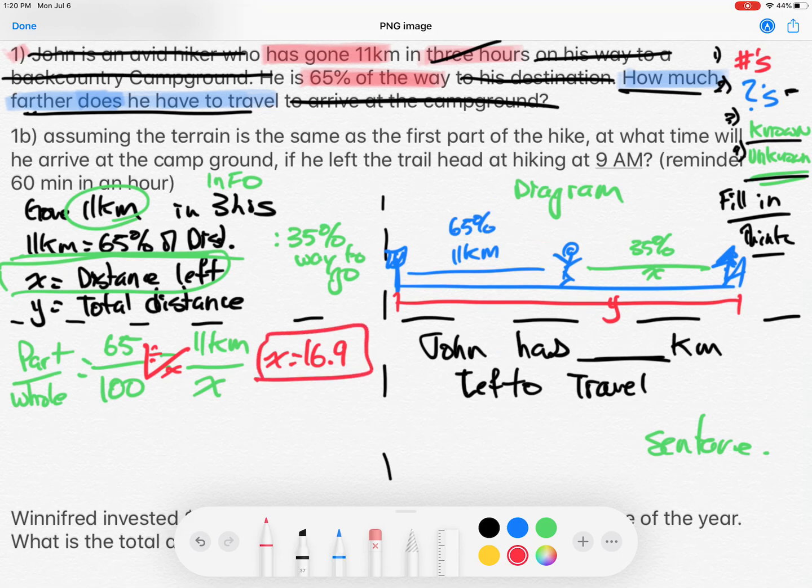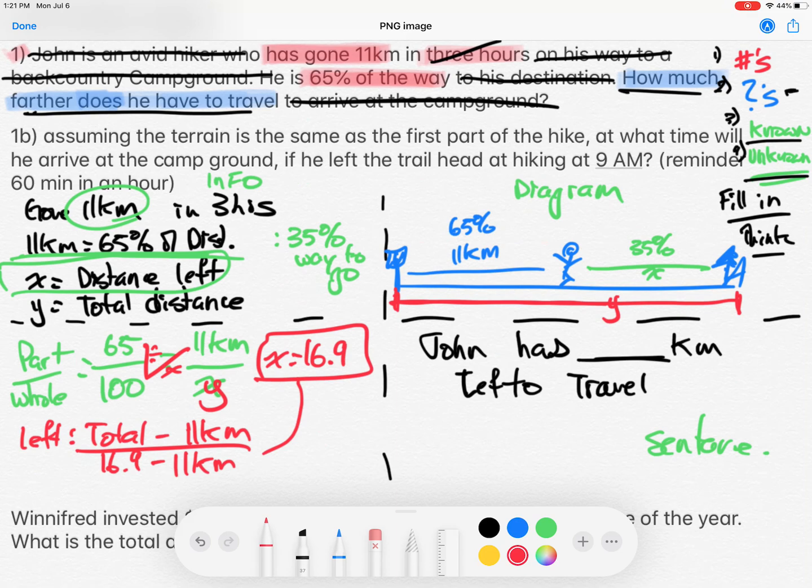Am I done? No, because what did I just solve? I just solved actually for the total. So I should have put y in there because I just solved for this total distance. So now I need to find how much he has left, which is going to be the total minus 11 kilometers. I now know the total, so I can put that in. 16.9 minus 11 kilometers. See how I'm always working in formulas? This is going to be a huge asset as you move forward. So that's going to be 5.9 kilometers.